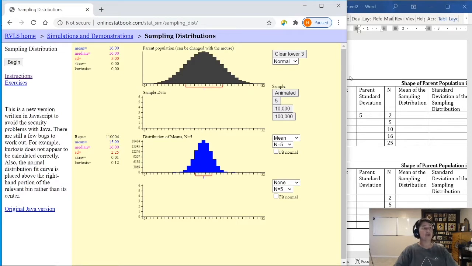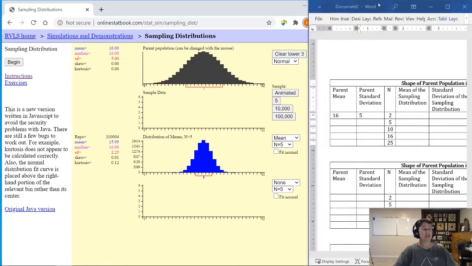I'm going to record this data just so we have it later. Here we had a sample size of 5. Our parent mean was still 16. Our parent standard deviation was still 5. That didn't change. But I had a sample size of 5 that I was drawing down each time.